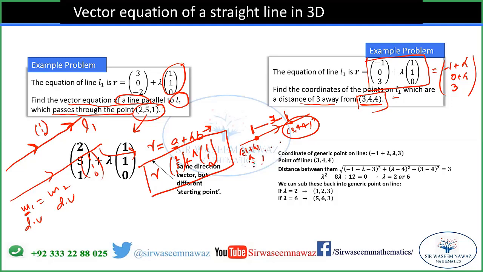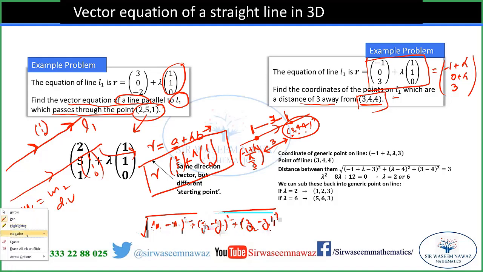Now I know that the distance between these 2 points is 3. Now you know from your AS what the distance formula is. So the distance formula is the square root of (x2 minus x1) whole squared plus (y2 minus y1) whole squared plus (z2 minus z1) whole squared if we are working in 3 dimensions. So we have these 2 points here. This is, suppose, x1, y1 and z1 here. This is x2, y2 and z2 here. So I can use this formula here and I can find the distance.